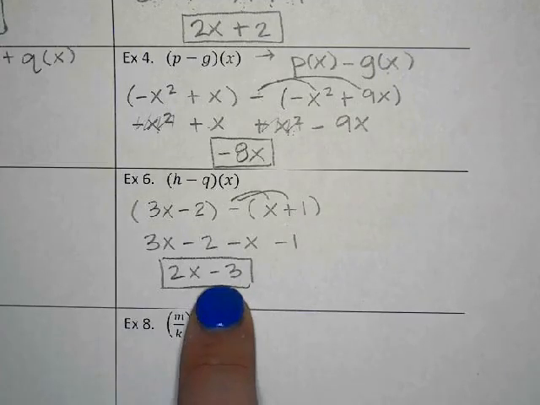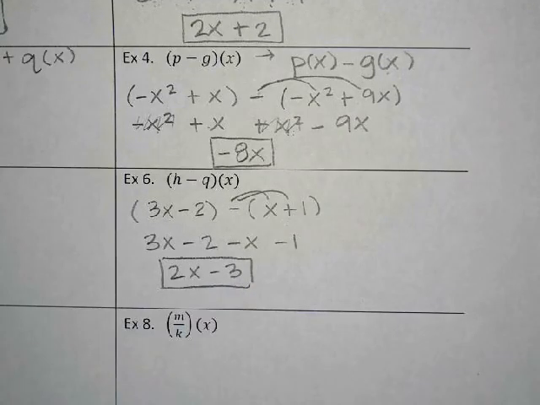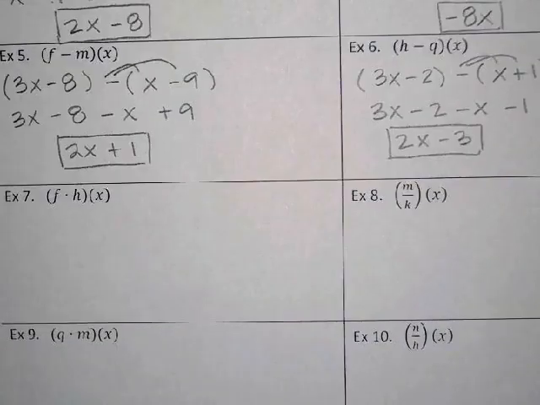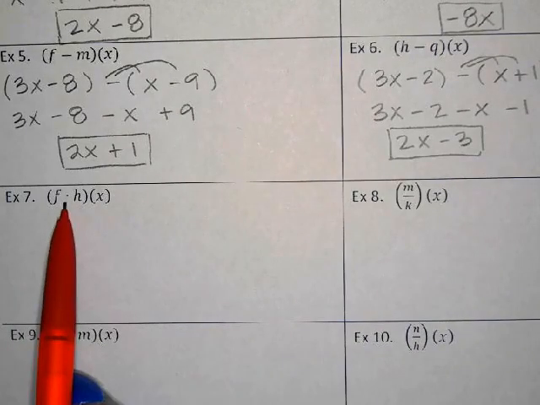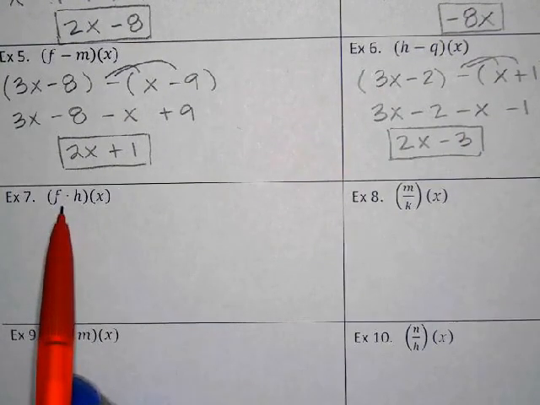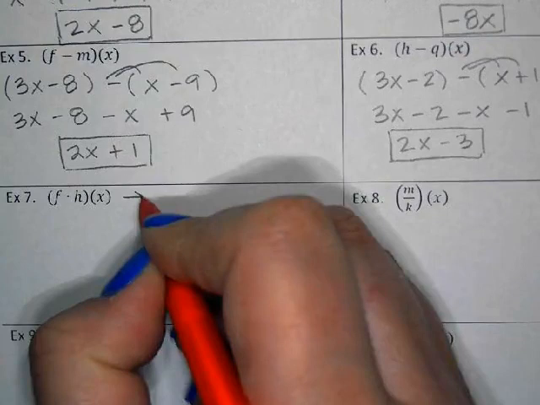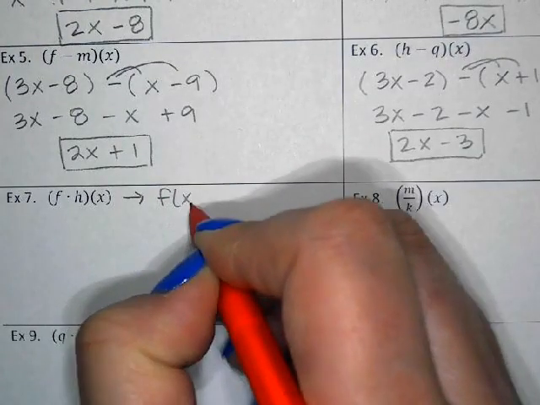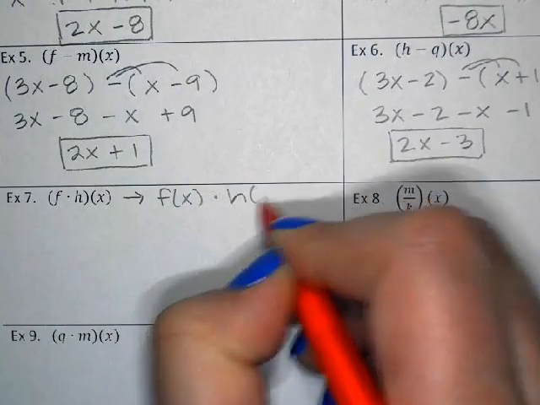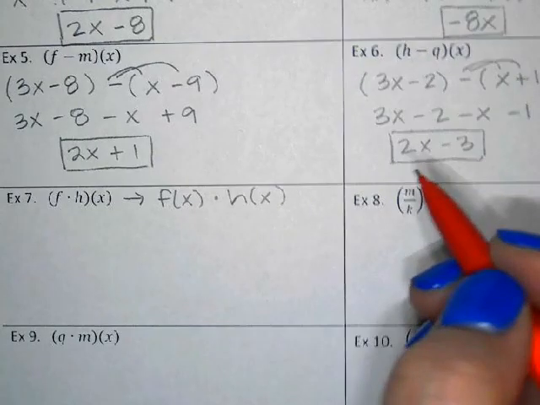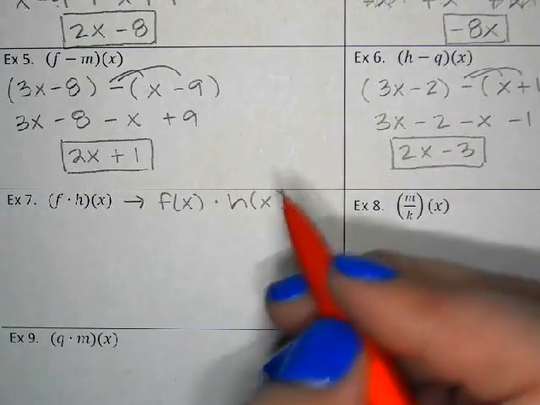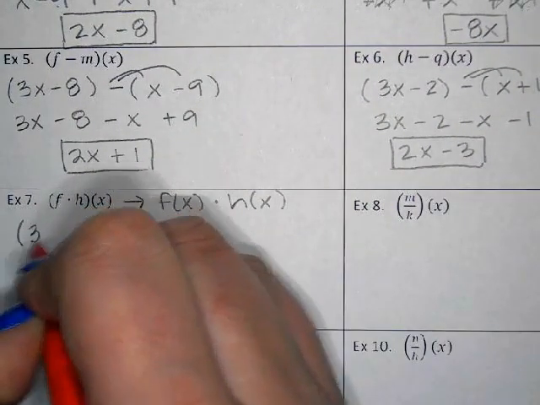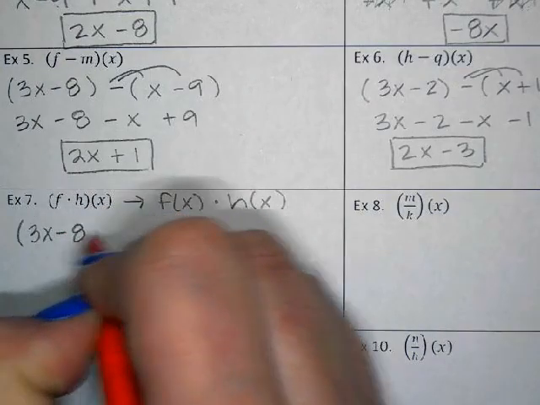All right, after this, we move on to some other problems. They've got a dot in the middle. What does it mean if they have a dot in the middle? Multiply, yeah. So we're going to do f of x multiplied by h of x. So I'm going to look above. F is 3x minus 8. So I'll write that down, 3x minus 8. H is 3x minus 2.